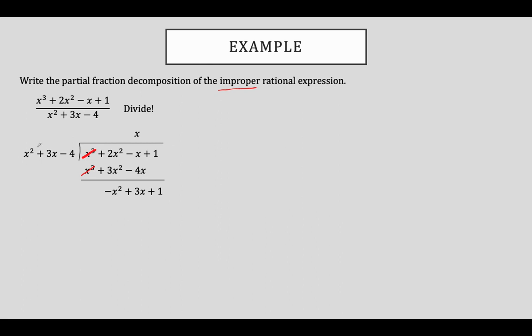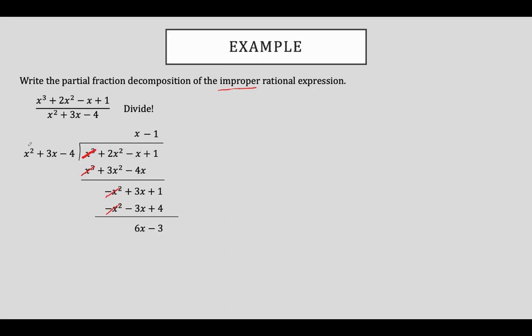Now we look to see how many times does x squared go into negative x squared. What do I have to multiply x squared by to get negative x squared? Well, that's going to be negative 1. We put a negative 1 up top. We multiply it down to each term in our divisor, leaving us with negative x squared minus 3x plus 4, and we subtract vertically. Negative x squared minus a negative x squared, those are going to give us 0. 3x minus a negative 3x, that turns into addition. That gives us 6x. And 1 minus 4 gives us negative 3. 6x minus negative 3.